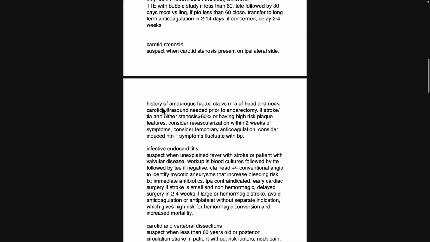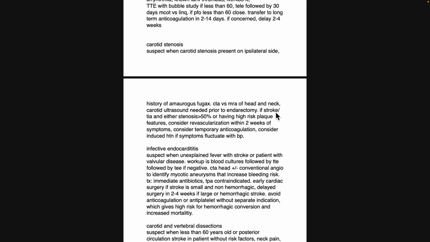If the patient has a history of amaurosis fugax, that's basically an ophthalmology issue, the eye, where they have cholesterol plaques in the eyes and a sudden loss of vision. CTA versus MRA, I already talked about that. So carotid ultrasound could also find out how bad the stenosis is.